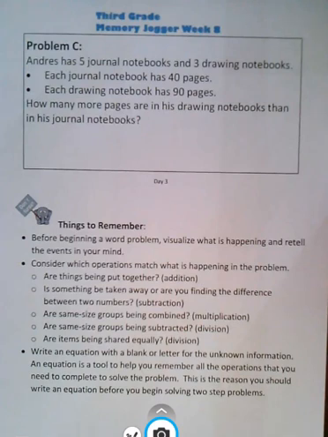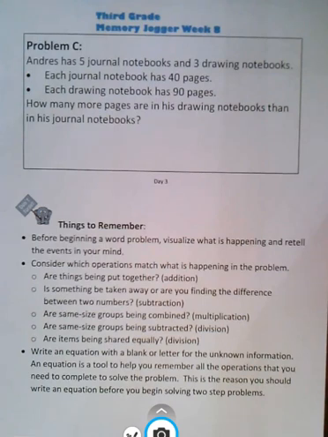Before you begin a word problem, visualize what is happening and retell the events in your mind. So we know there's this boy and he has 2 different kinds of notebooks. He has some that are for journaling and he has some that are for drawing. All of those that he has for journaling have 40 pages each. And all of those that he has for drawing have 90 pages each. And we're trying to figure out how many more pages he has in his drawing notebooks than he has in his journal. So we're comparing something there.